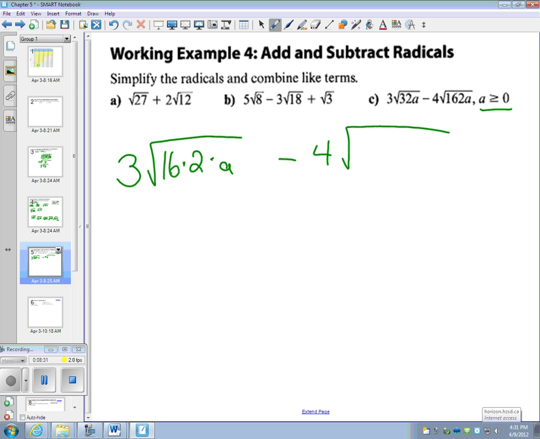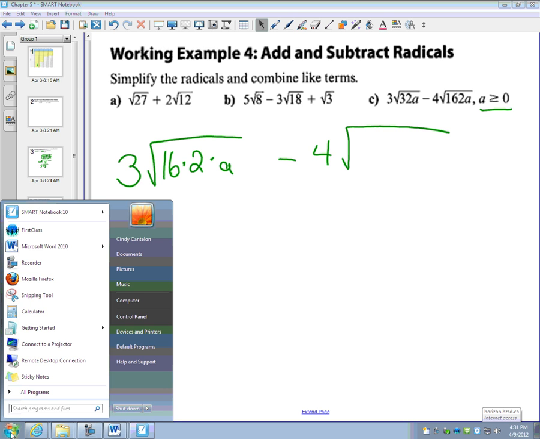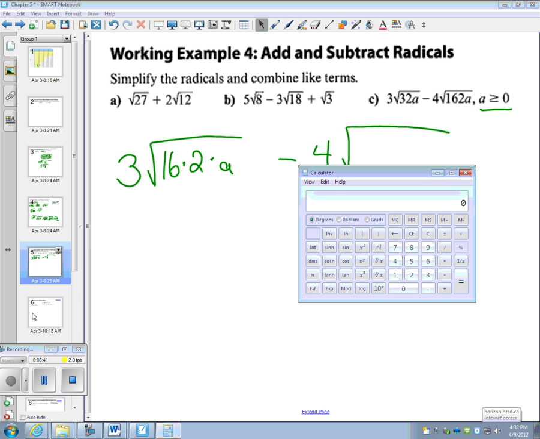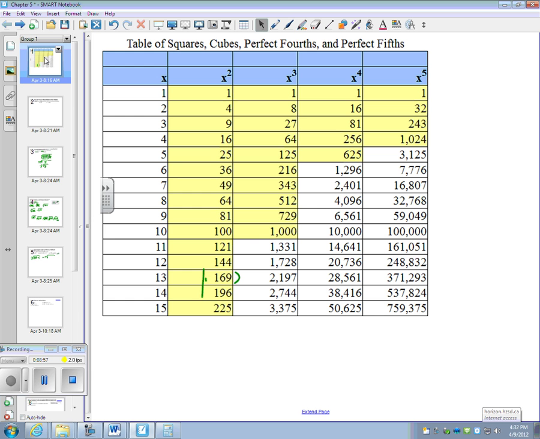Well, I have no clue what goes into 162. So I'm going to get out my calculator. Okay, and I'm going to take 162 and start dividing it by some perfect squares. Well, let's try 16. No. I'm going to look at my chart. I don't even know where to start here. I wonder if I would try 64 or 81. Let's try those out.